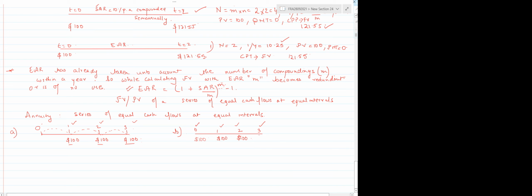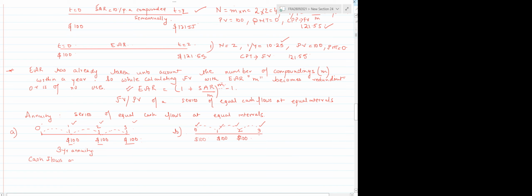Is this an annuity? Yes, this too is an annuity. Three cash flows at regular intervals. The only difference is that the cash flows here are occurring at the beginning of each period. So don't confuse yourself. This is also a 3 year annuity because we have three cash flows at regular intervals.